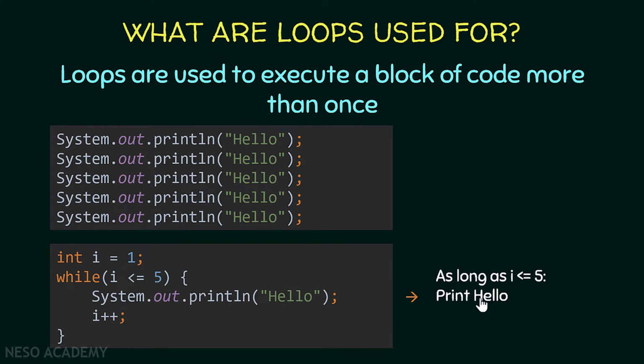So we're going to print hello, and after that, as you can see, we are incrementing i, so we are changing the value of i. So i is going to start at 1 and it will stop at 5. So this loop is going to be executed 5 times, and the string hello will be printed 5 times. Don't worry, in a little bit I will explain this code in detail. But now just get the idea.